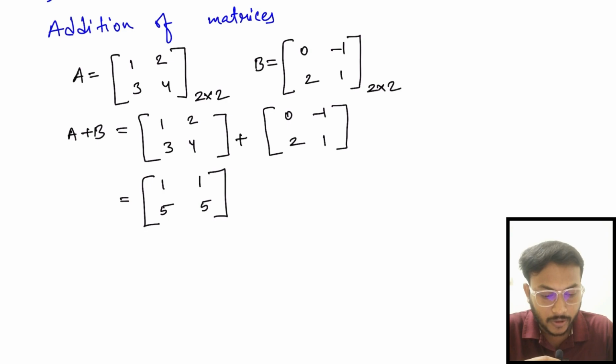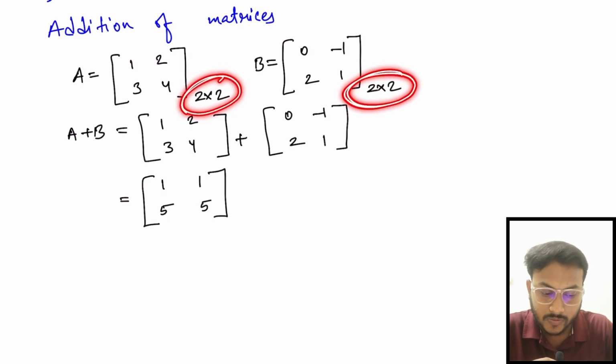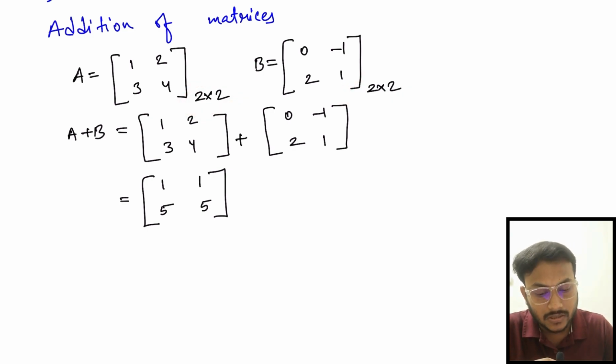Now the point to be noted is the order of matrix A is 2 by 2, the order of matrix B is 2 by 2. So after addition the order of the matrix will be the same. Okay, it won't change. While adding two matrices the order does not change.